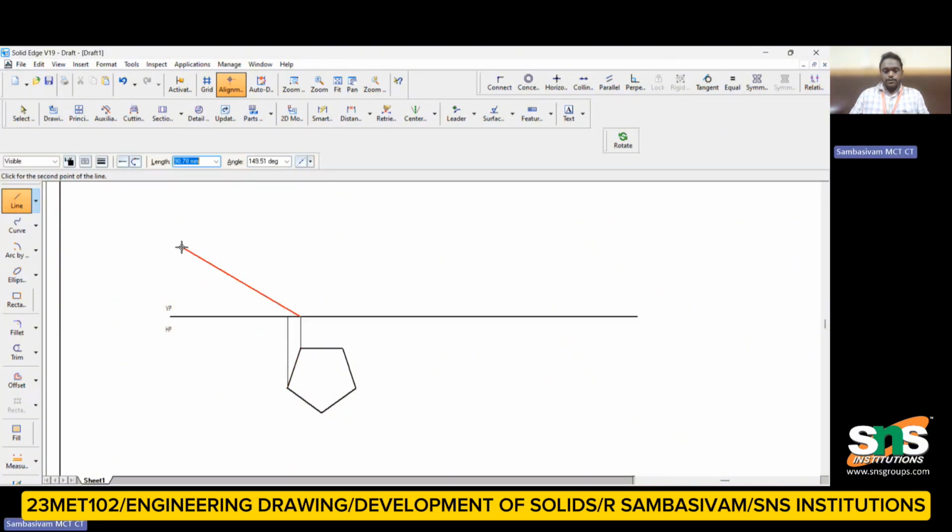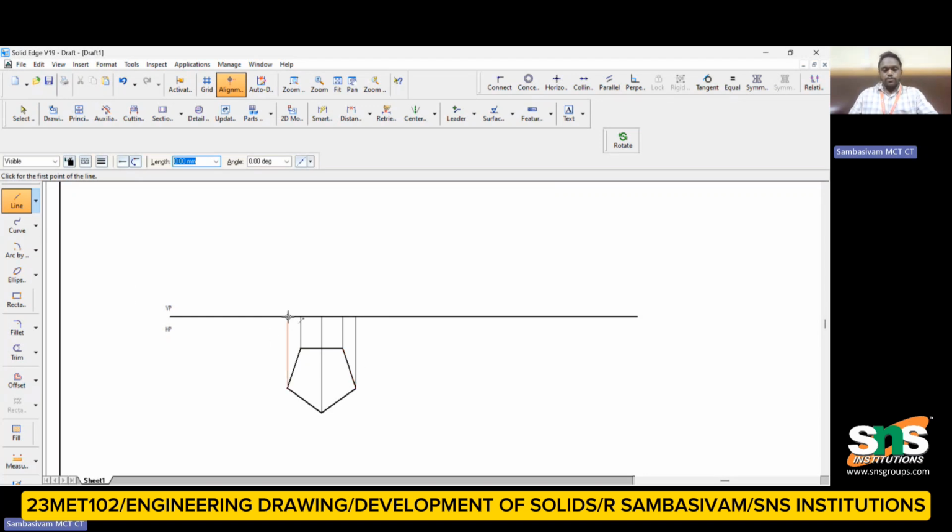Similarly, trace lines from here, and from here, and from here, and from here. So this is how it becomes a pentagon prism, right? So there is no need of making a center surface.